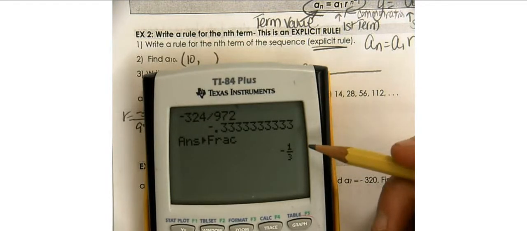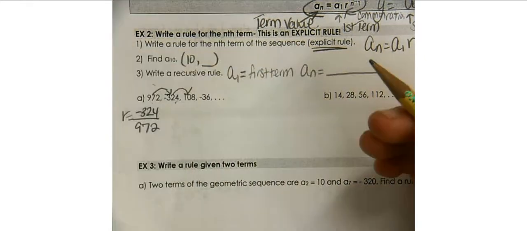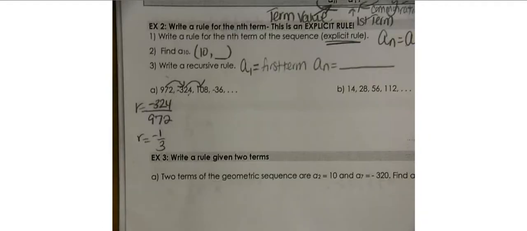And when you press enter twice, you'll get the fraction, and that means that we are multiplying each value by negative 1/3 in order to get to our next term. So r is going to be equal to negative 1/3. And you're more than welcome to check all of the others, but we are multiplying by negative 1/3 each time in order to get to our next value.